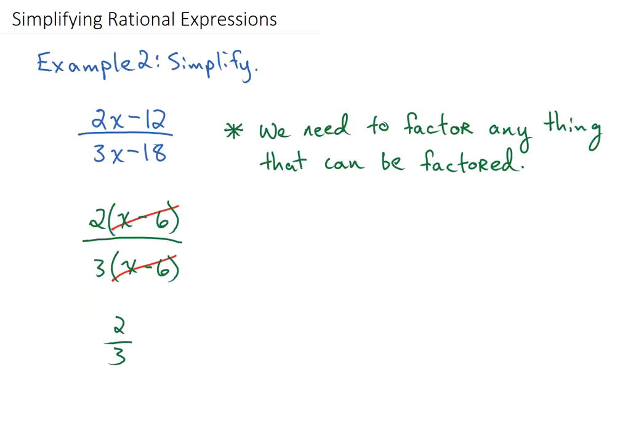So that's the idea. If the problem we're given is based in terms, so there's addition and subtraction in the numerator or the denominator, we first need to factor anything that can factor. Once we get it in factored form, we can cancel off factors that are the same in the top and the bottom. Let's look at a third example.